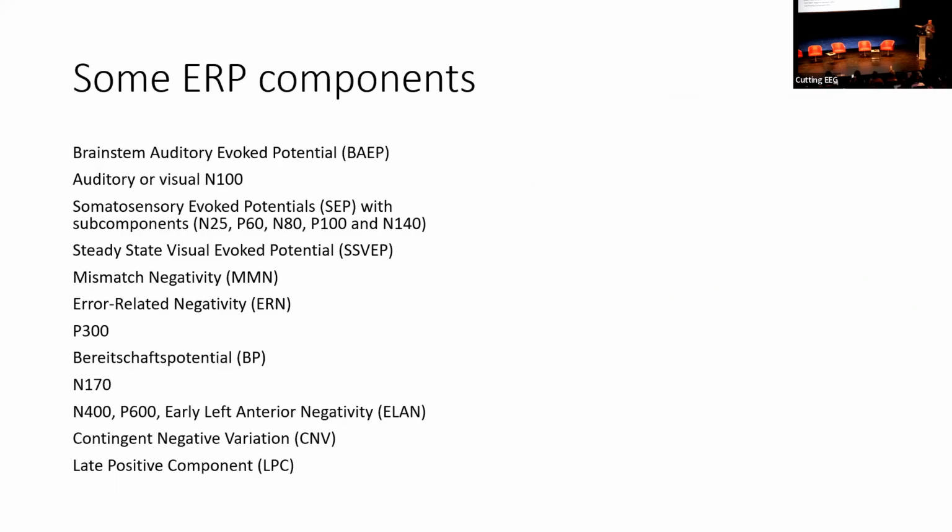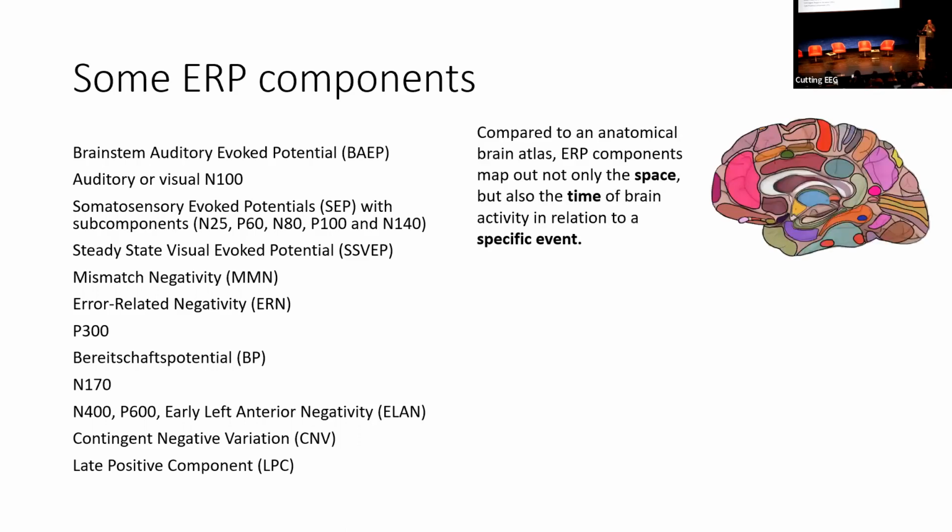But there's a whole bunch of components, and the way that you can think of it is that an ERP component can be compared to an anatomical brain atlas. But the ERP components map not only the space, but also the time and the activity in relation to a specific event. So knowing ERP components actually gives you an understanding of the different modules that we have in the brain. And of course, there's a lot of ERP components that we still don't understand.